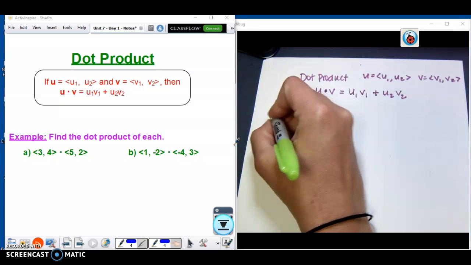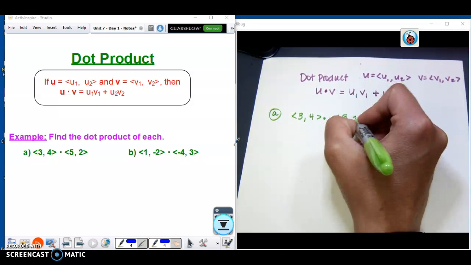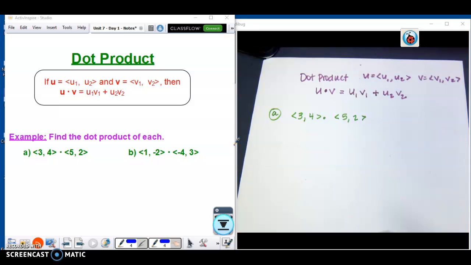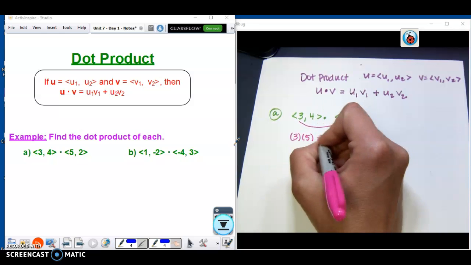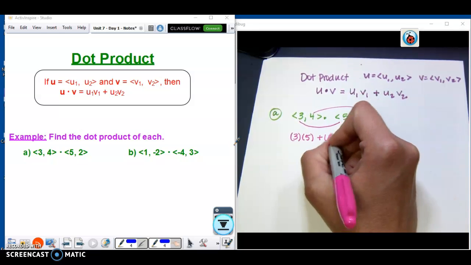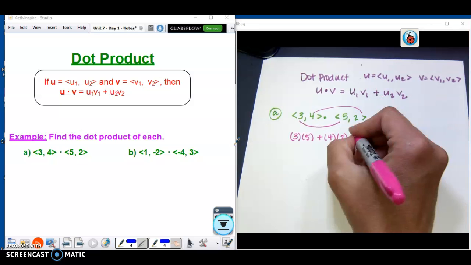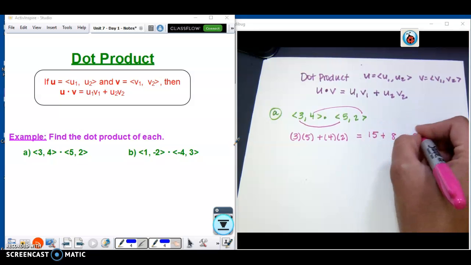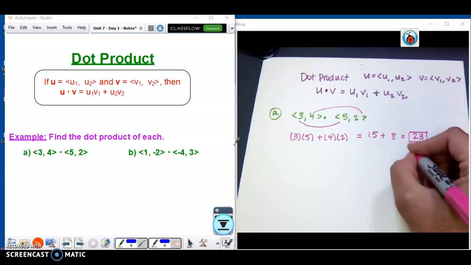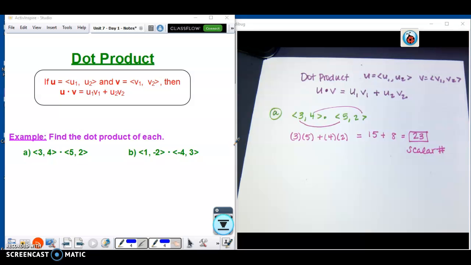So when we're looking at these examples here, if we do the dot product of this vector, okay, so we have dot in the middle, dot product, you're going to do 3 times 5 plus, then you're going to do 4 times 2. Okay, this is not like FOIL or anything like that. It is just the dot product. So we're going to end up with 15 plus 8 will give us an answer of 23. So we end up with a scalar number, okay, instead of a vector.